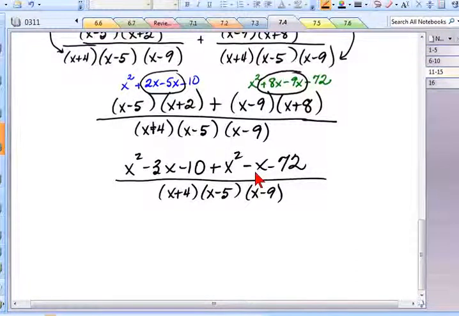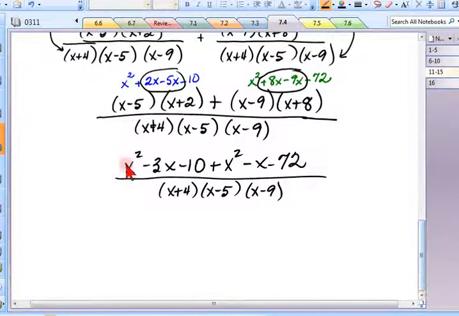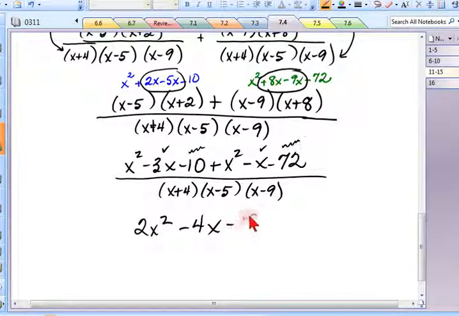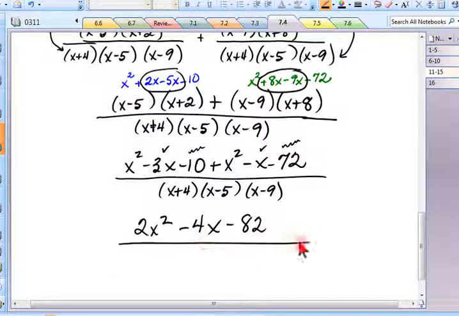How do I proceed next? Combine the rest of the like terms. I have an x squared and an x squared for 2x squared. I have a minus 3x and a minus 1x for minus 4x. I have a minus 10 and a minus 72 for minus 82. And it's all over x plus 4 times x minus 5 times x minus 9.